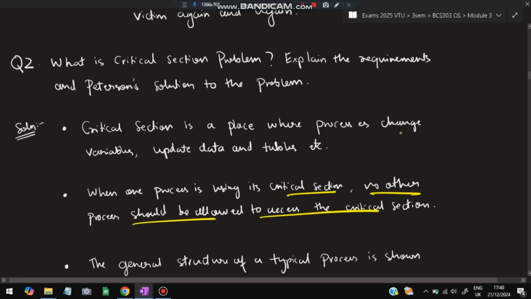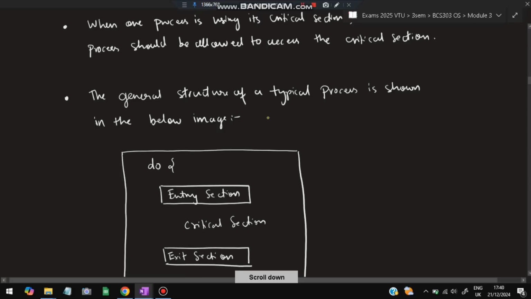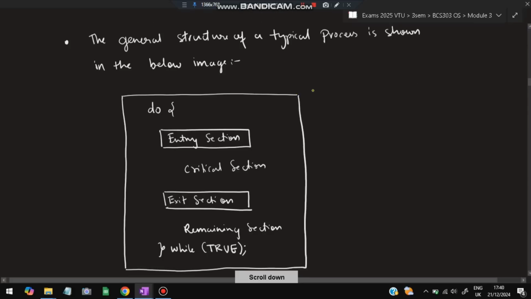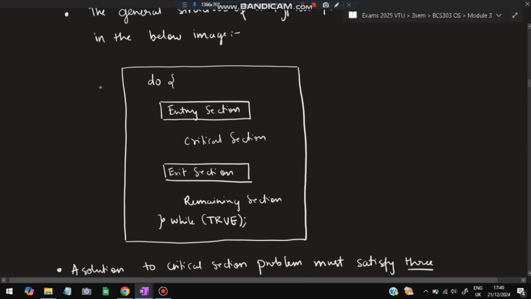The second point: the general structure of a typical process is shown in the image below. See here, this is the do-while loop. The code starts from here. Here we have the entry section. The process will enter from here. Only one process is allowed at a time, and the critical section will be here. Whatever changes it has to do, it will do here, and it will exit from here. After that, the remaining section of the code will be executed. So this is the code snippet for the critical section.